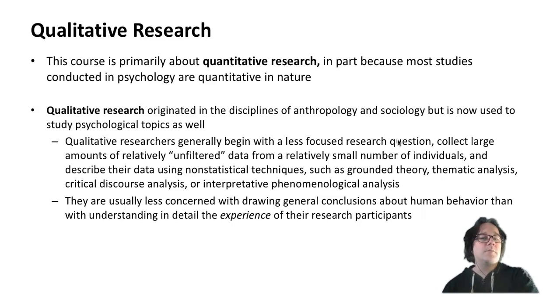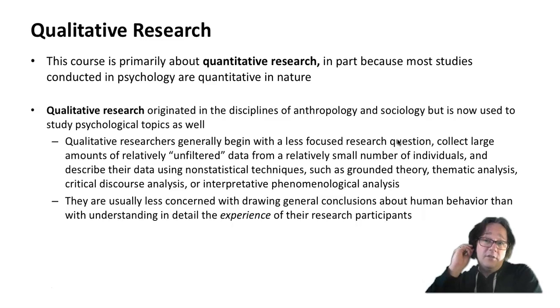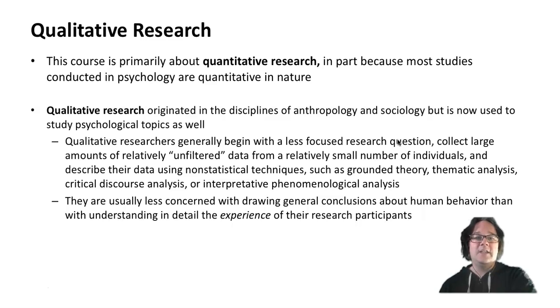Once in a while, you'll see some qualitative research pop up, particularly in maybe the beginnings of a new area in social psychology, perhaps, or developmental psychology, or maybe even clinical psychology. But it's rare. We pretty much deal with quantitative data. We deal with numbers in psychology. So qualitative research is typically seen in fields like anthropology and sociology, even though sociology is becoming more and more quantitative in nature. But again, it's still used to study psychological topics as well, just not as often, right?